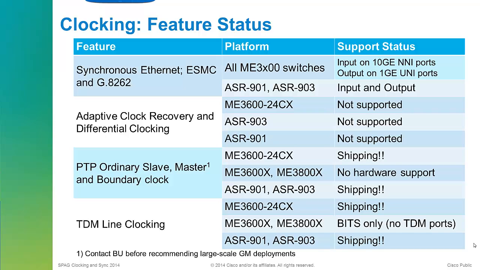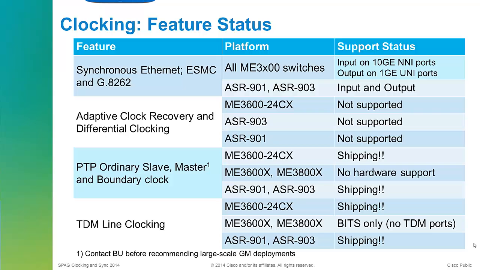Ordinary slave, master and boundary clock is supported across all the platforms. Of course, as I said, the 3600 classic Carrier Ethernet switches, there's no hardware support for PTP in there, so they don't support it, and really it's not required on that platform. The only reason you would use it is to transport PTP packets and to switch them, but it doesn't get involved in PTP processing. TDM line clocking: the 24CX has got TDM ports, the 3600 and 3800 do not, so it makes no sense for it to be supported there.